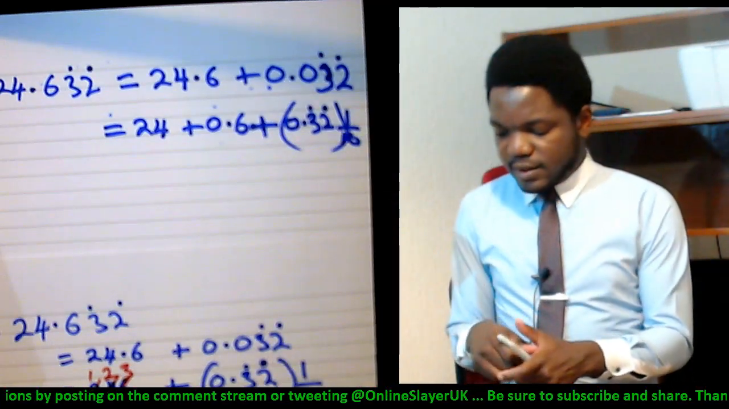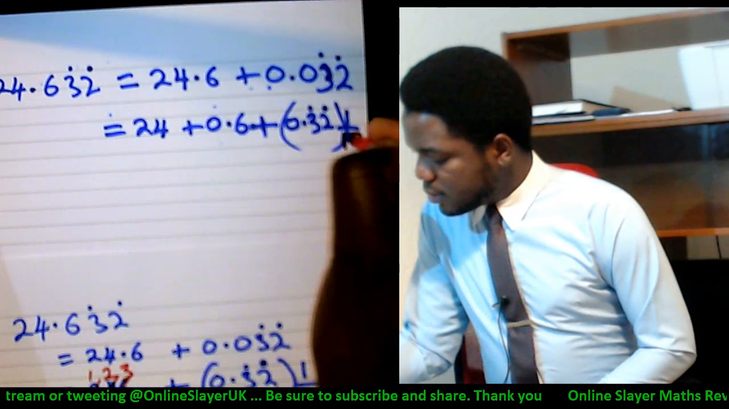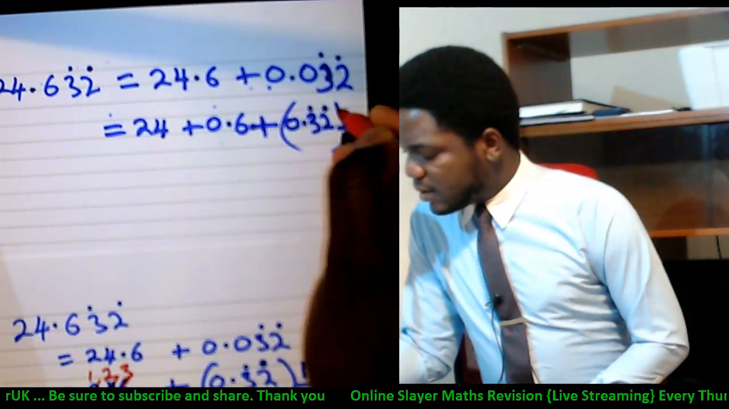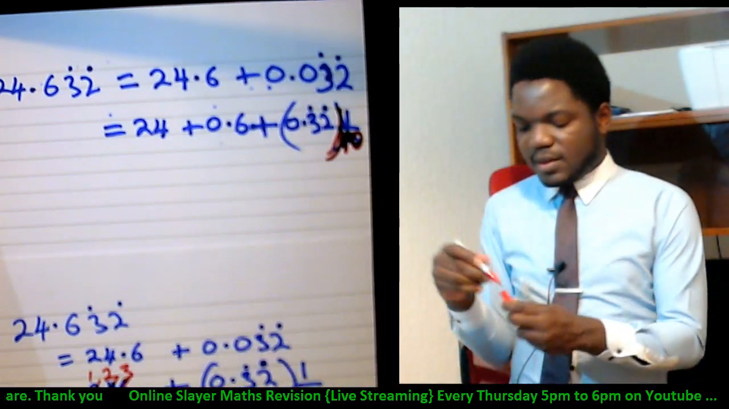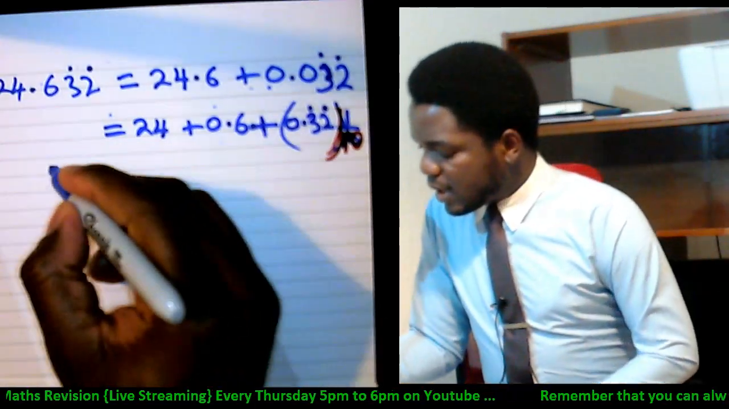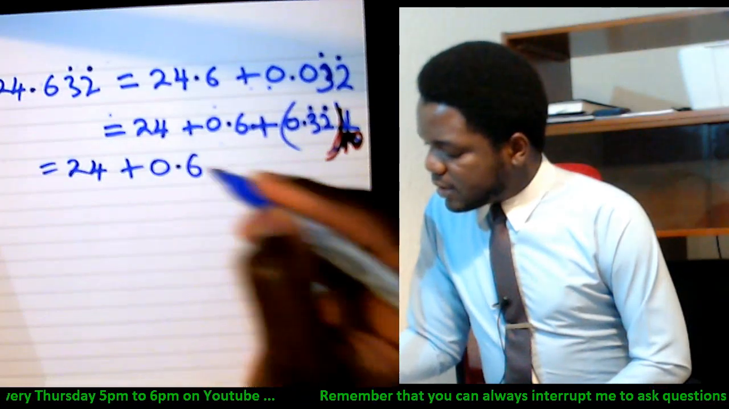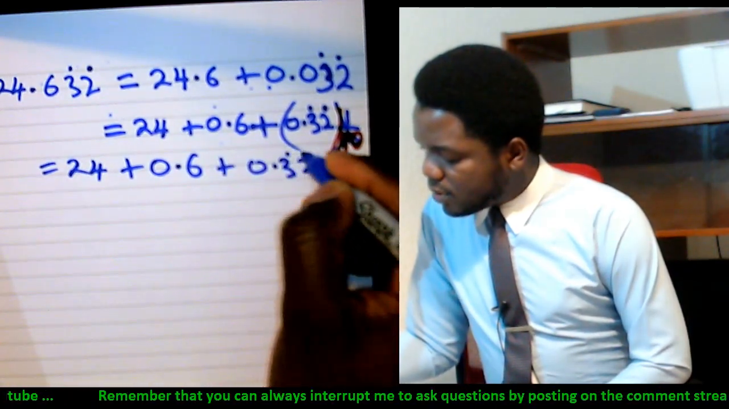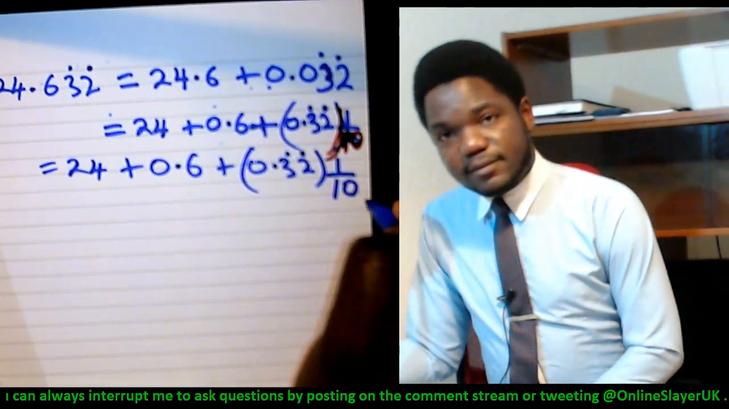Uh-oh, what have I written there? Times 1 over 10. I hope that's visible, otherwise it's going to come out clear in the next line. Anyway, I hate to do this so bad. All right, so this becomes, I'm going to just rewrite that: 24 plus 0.6 plus 0.32 with a dot on them, multiplied by 1/10.